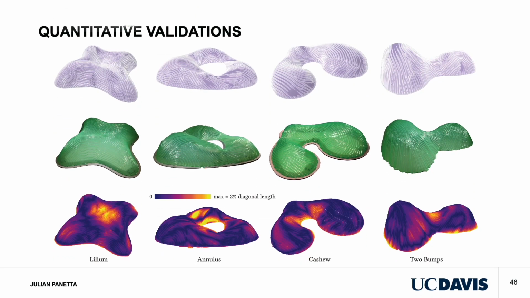We scanned the inflated models using photogrammetry software to compute quantitative error metrics. We show here the scanned prototypes colored by the distance to the target surface. We found the deviations from the target surface were usually within 2% of the bounding box diagonal.